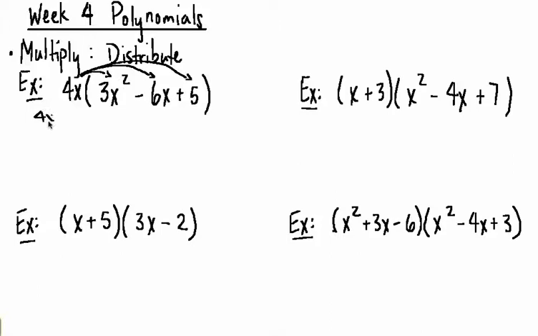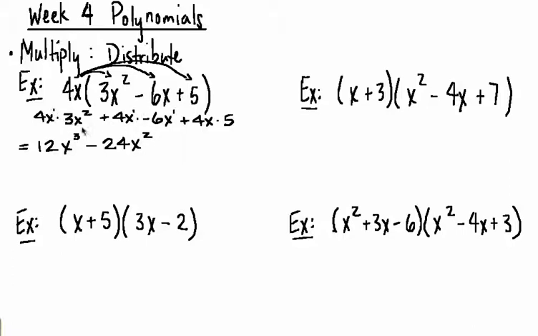So that would be 4x times 3x squared plus 4x times negative 6x plus 4x times 5. 4x times 3x squared, that's 4 times 3 is 12, and then we add exponents that we learned last week. And then 4x times negative 6x, 4 times negative 6 is negative 24. And then x times x is x squared because we add exponents. That's assumed to be 1 if there is no exponent. And then finally 4x times 5, which is 20x. And this is our answer when we are multiplying a monomial times a polynomial.